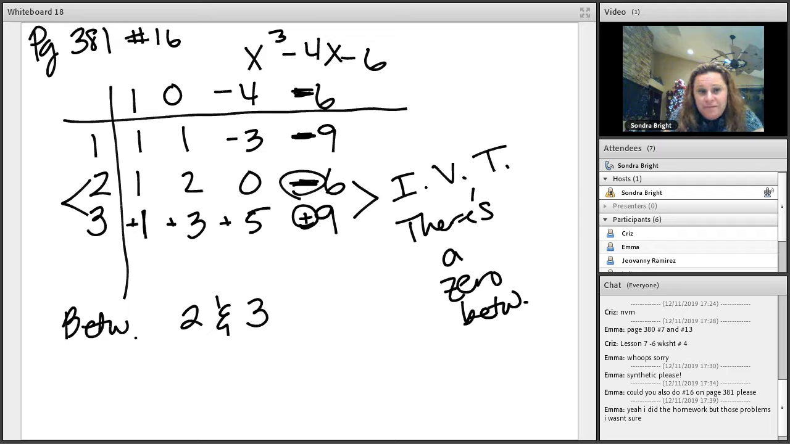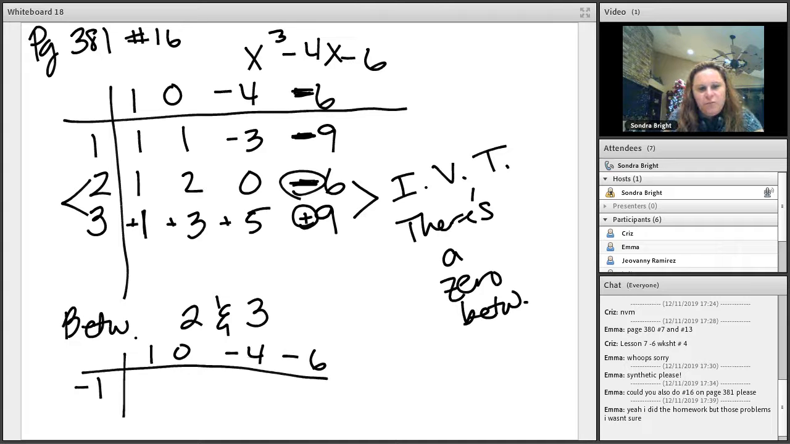Let's go to the negatives and see if there's any zeros there. So we try negative 1. Bring down the 1. Negative 1 plus 0 is negative 1. Positive 1 plus negative 4 is a negative 3. Positive 3 plus a negative 6 is a negative 3. So you went negative to a negative, so there's no zero between there. Negative 2, and it's also not a lower bound because you need them to alternate in sign. 1, negative 2 plus 0 is negative 2. 4 plus negative 4 is 0. 0 plus negative 6 is negative 6.